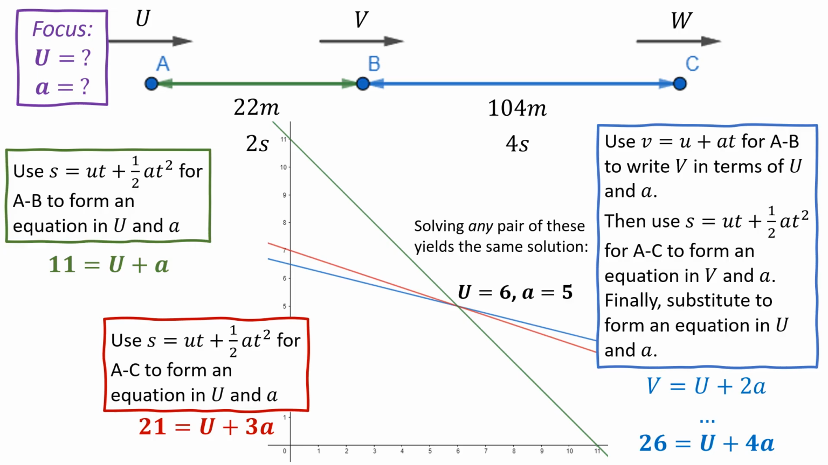Do 6, add 16, and then divide by 2. So what's that going to be? 22 divided by 2, 11. And if you're going at 11 meters per second for 2 seconds, you're going to cover a distance of 22 meters. So that's consistent with the first bit of the scenario.